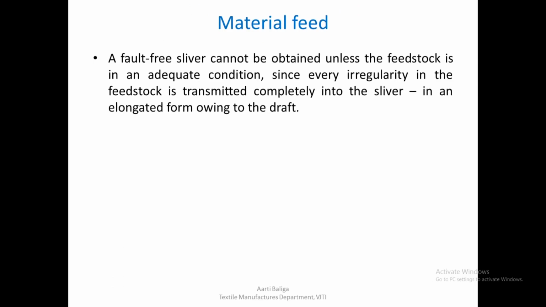A fault-free sliver cannot be obtained unless the feedstock is in an adequate condition, since every irregularity in the feedstock is transmitted completely into the sliver in an elongated form owing to the draft. At each stage of spinning draft is applied, so even if it's a small irregularity that comes up, it will be drafted and elongated many times and it would appear in the final output material.